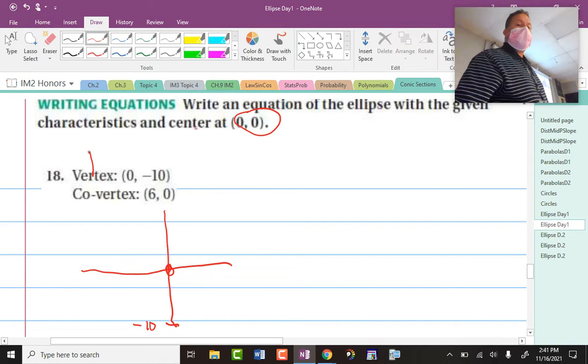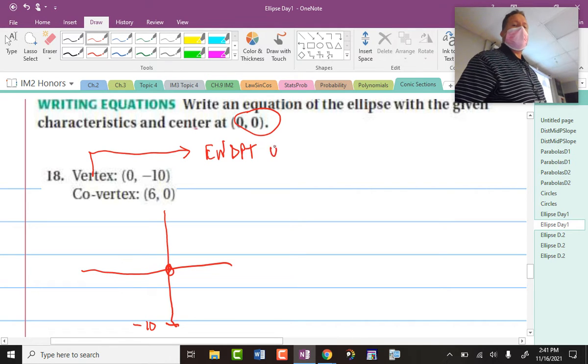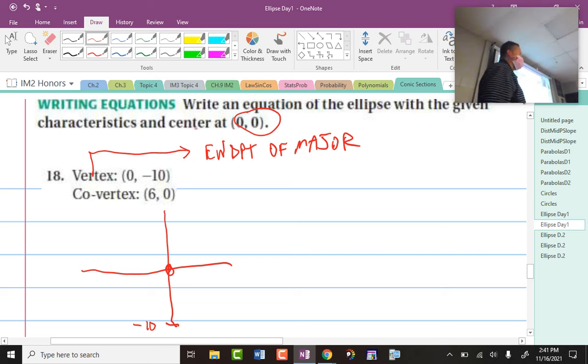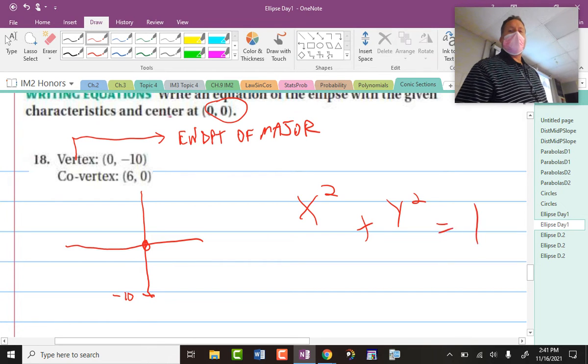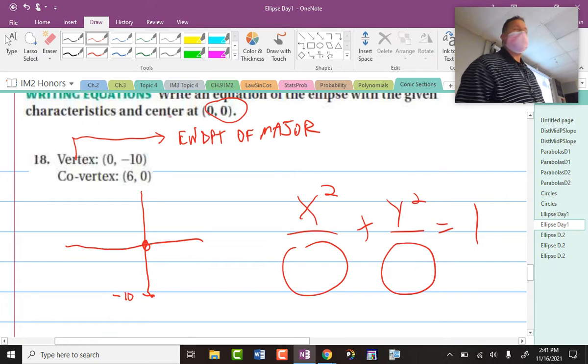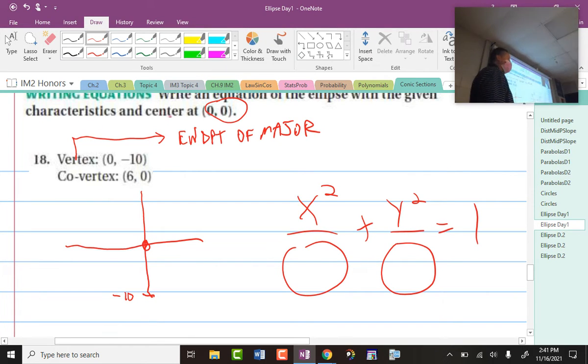So what is that? Is that an endpoint of the major or minor axis? 3, 2, 1, go. Major, that's a vocab word. Endpoint of the major axis. I just put major, and we know that's axis. So really what I'm trying to fill out is this. And I always write x squared plus y squared equals 1. And I'm trying to fill out what is this and what is this. What are those radius squared values? They just gave it to me.